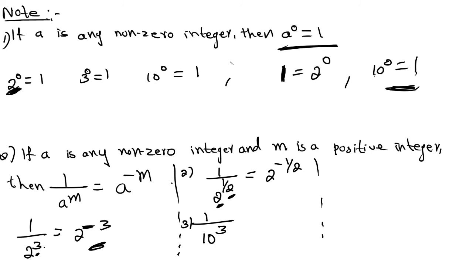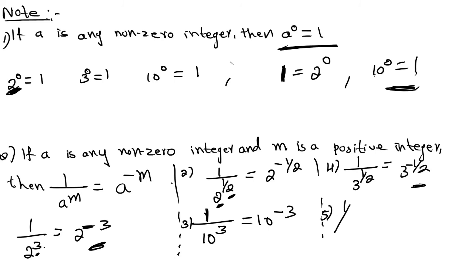1 by 10 to the power 3 is there, right? So you can write it as 10 to the power minus 3. Or take the next example, 1 by 3 to the power 1 by 2. You can write it as 3 to the power minus 1 by 2. Or take the next example, 1 by 3 to the power 1 by 6.